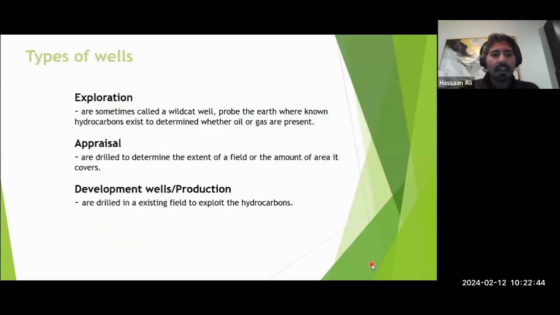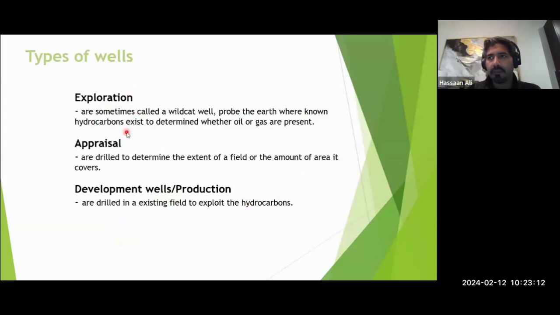As I mentioned earlier, there are three types of wells: exploration wells. These are also called wildcat wells. These were drilled initially by our pioneers, and they were trying to prove where the earth was. They were trying to characterize the subsurface structure. They were doing a lot of electrical logging to see where the oil and gas is. And these were, as the name suggests, just for exploration. They were not meant to produce anything.